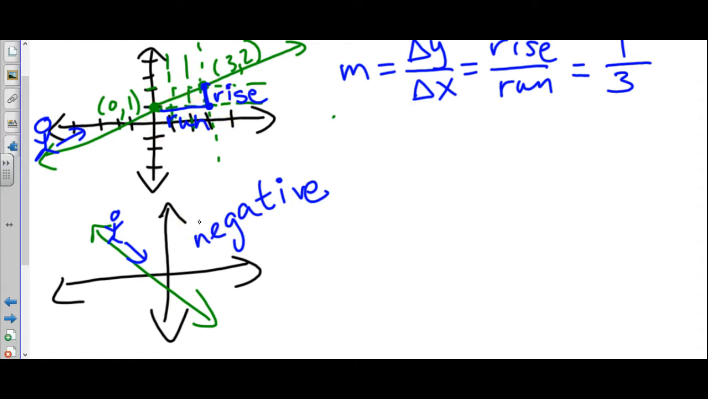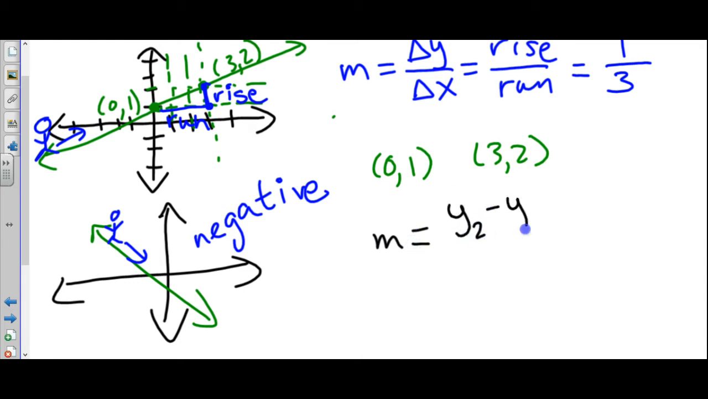You can also find the slope just by knowing the 2 points. So the 2 points for the line we've already found the slope for were 0, 1, and 3, 2. There is an equation that allows us to find the slope of any 2 points. Slope equals y2 minus y1 over x2 minus x1. So when you look at a point, every point consists of an x value and a y value.